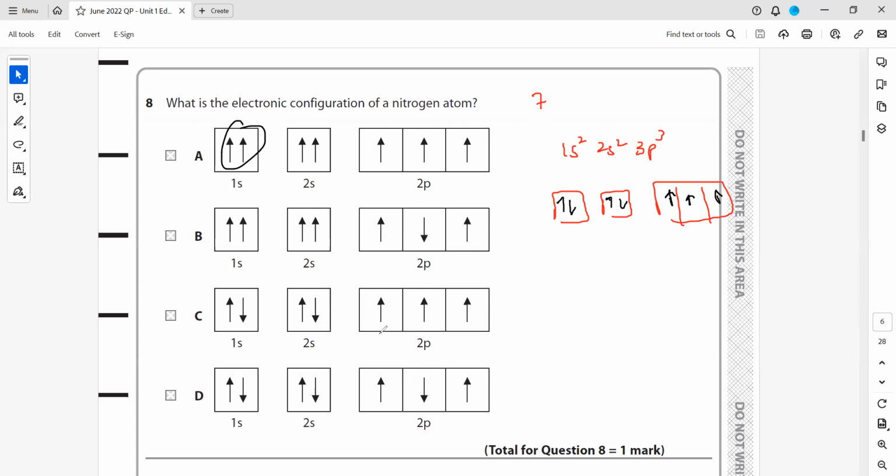C and D can be answered, but when you check C, initially when they occupy the p orbital, they occupy with the same spin, singly, and then they pair up. But here what it shows is one of them is opposite. That's why C is the right answer for this.